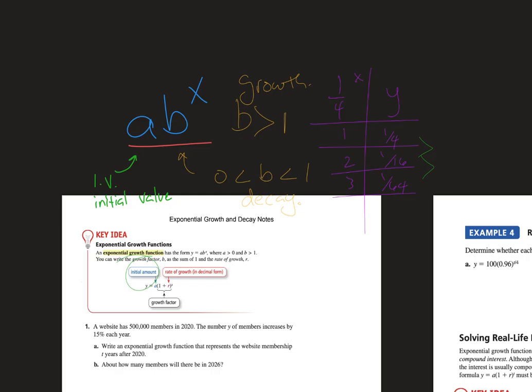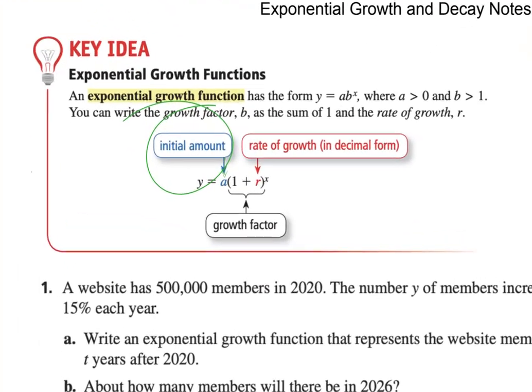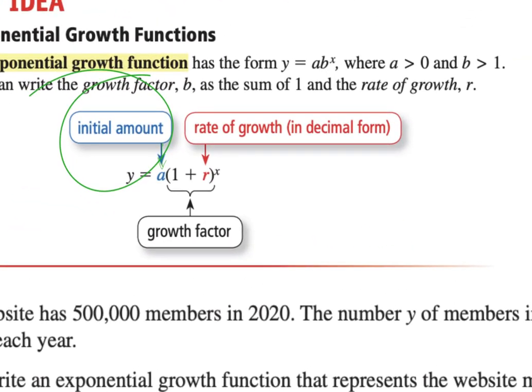If you need an example of that, 2 to the x has been our prime example thus far. At 1, that's 2. At 2, that's 4, because it's 2 squared. 3 is 2 cubed, which is 8. 4, you get the idea. It's definitely growing, right? So now we're changing it up a little bit, and we're going to call B this whole group right here. That's essentially B, which is going to be our growth factor.